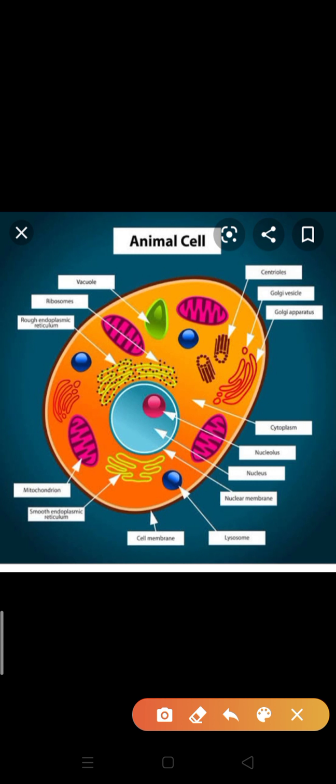It is the chloroplast. So, is chloroplast present in animal cell or in plant cell? Yes, chloroplast is present in plant cell. So, that's why you are not able to see chloroplast in animal cell. Now, the next one is known as the mitochondria.